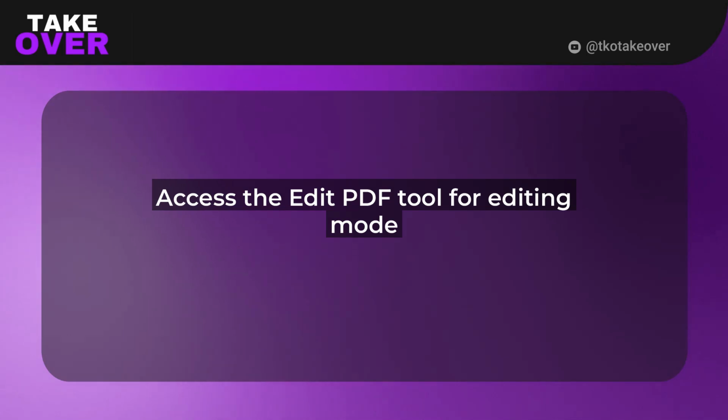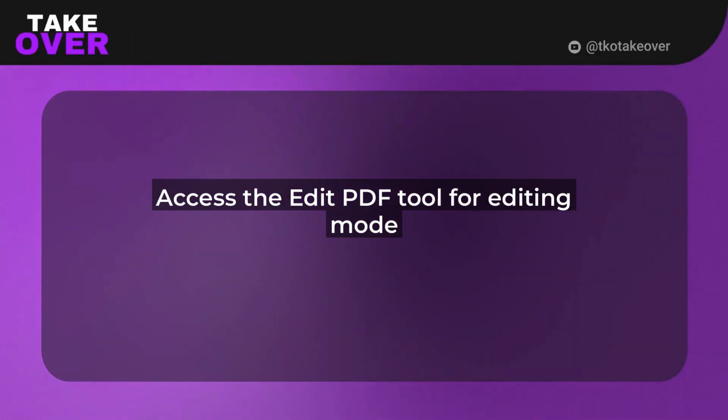Next, locate the editing tools. On the right-hand side, you'll see a panel. Click on Edit PDF to enter editing mode. This activates features for text, images, and more.